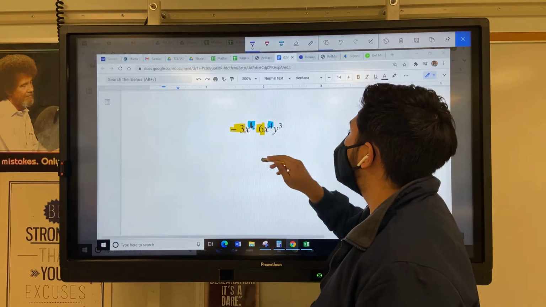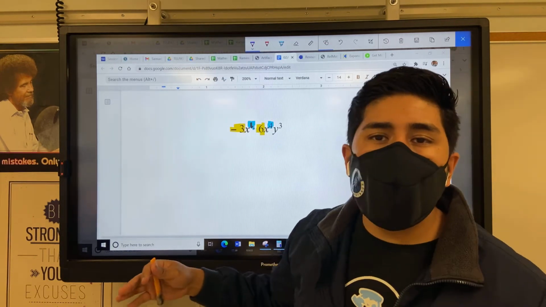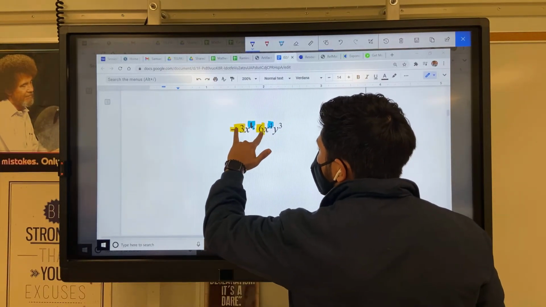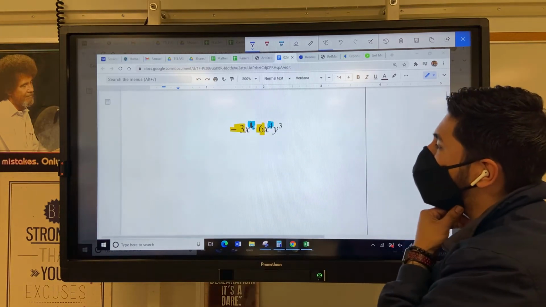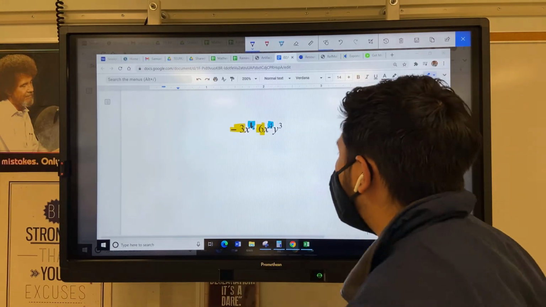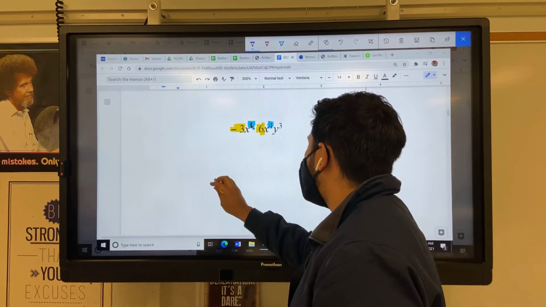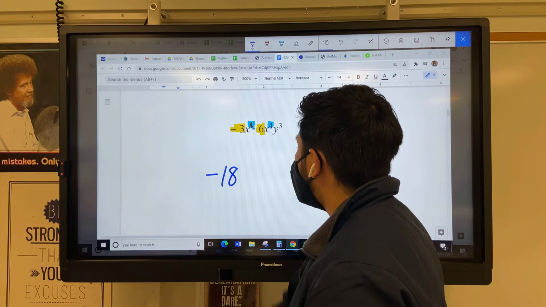And then what do I do with this y to the 3? It has no partners. We don't worry about it. We just bring it down. So let's do it. What do I do with the coefficients again? You're not sure? Go back to the top of the breakdown. It says to multiply. Negative 3 times 6 is negative 18.